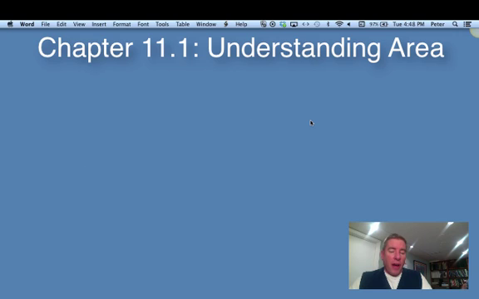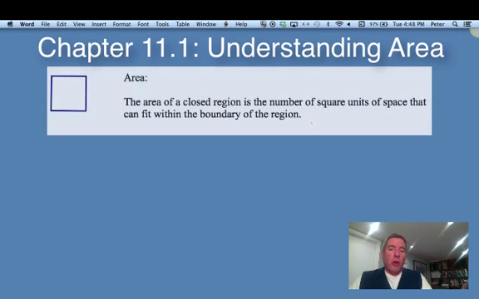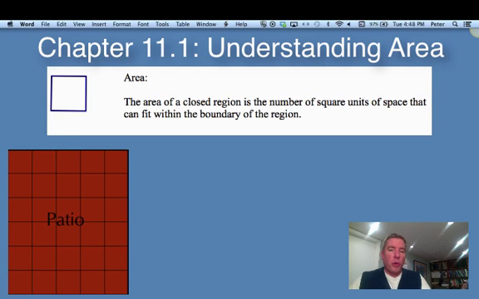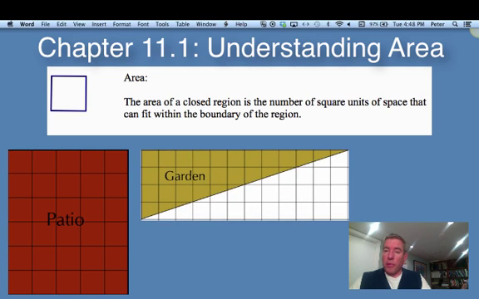Now area is defined as the amount of square units that can fit inside a closed region. Now, that works really well when you're talking about a rectangular region or even a square region. It's easy to fit those square units inside of a square or a rectangular region. But when the region gets to be triangular, it gets a little bit tougher. When it's circular, it gets to be tougher still. In fact, finding the area of a circle is one of the great problems in geometry in antiquity.